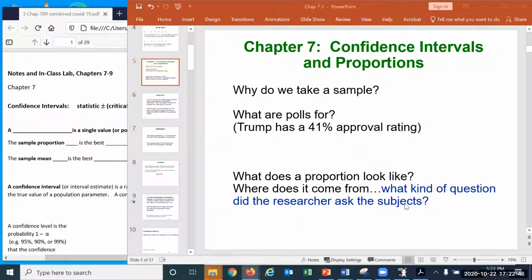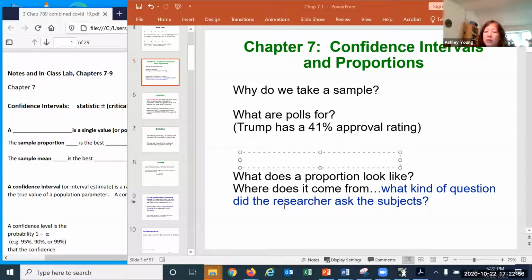Great, nicely done. Second question I'm asking you guys is, what does a proportion look like? Do you guys remember what a proportion looks like? Someone give me an example. Anyone? What does it look like? Just like 2 out of 20. Yeah, great. Perfect. 2 out of 20. Or it could be in words.